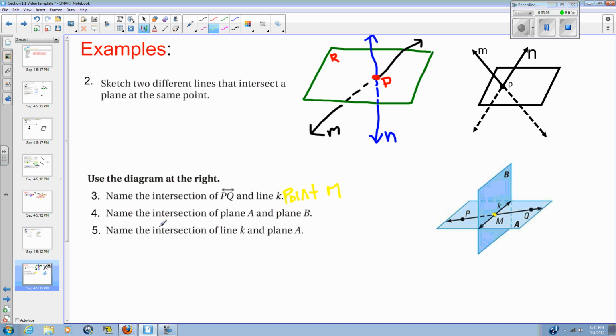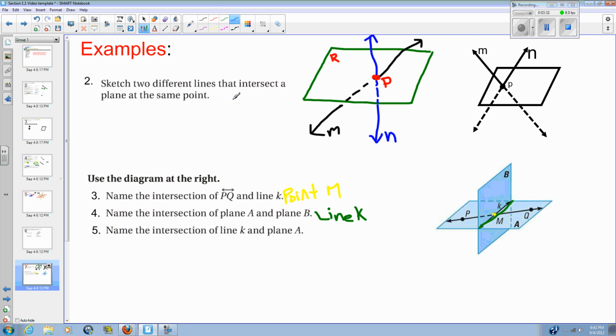All right, number 4, name the intersection of plane A and plane B. So where's the part that both planes intersect? Well, that portion is this entire line K from here all the way to here, and it keeps on going. So the answer to number 4 is line K.